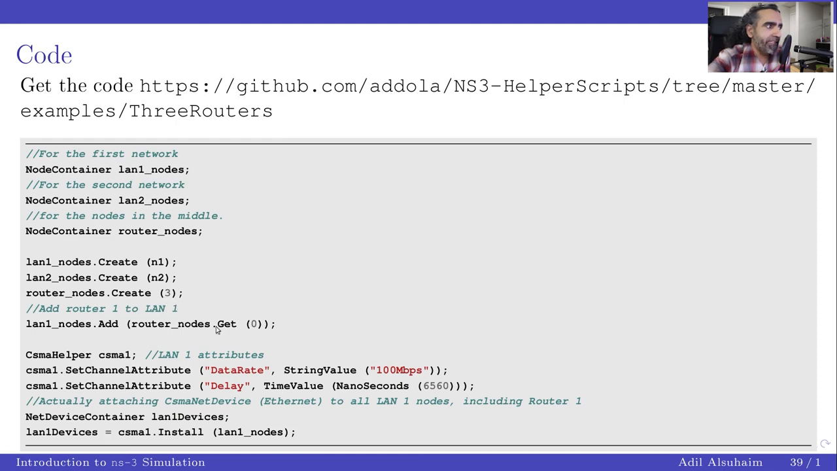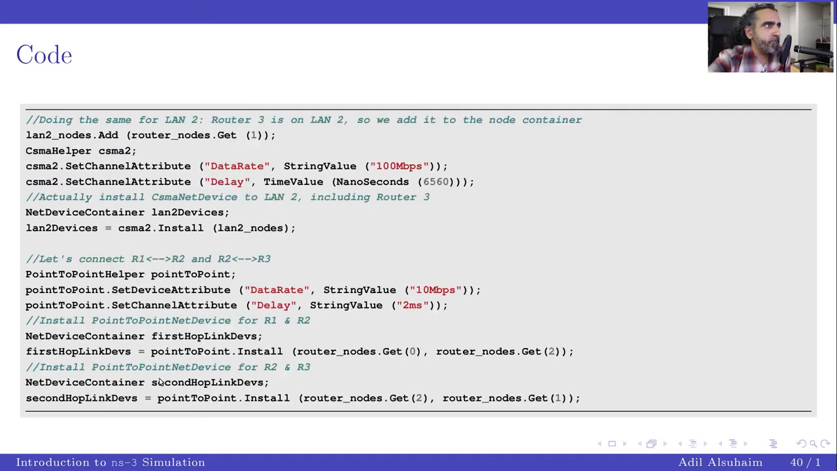And then I want to add the first router to LAN 1 because it is part of LAN 1. Then we use the CSMA helper by setting the data rate to 100 Mbps, setting the delay to this many nanoseconds. I don't know, that was in the examples. And then define a net device container and install on the LAN 1 nodes, so the CSMA net devices get installed. The same thing with LAN 2.